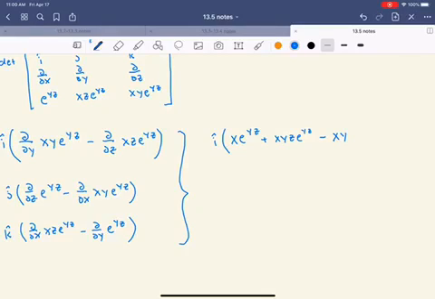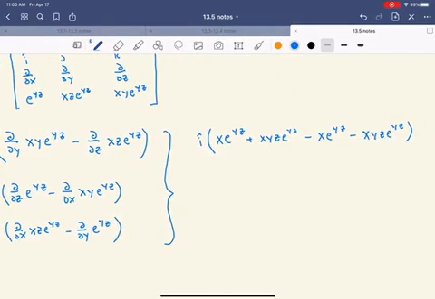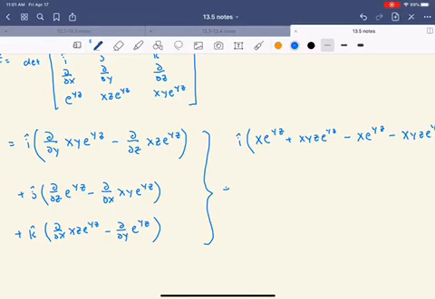That's going to be x e to the yz minus, actually the minus comes from here, xz times the derivative of this with respect to z, xyz e to the yz. Okay, so you can see this cancels with that, and this cancels with that. That's going to be 0. So far it's promising. Let's do the j hat term.